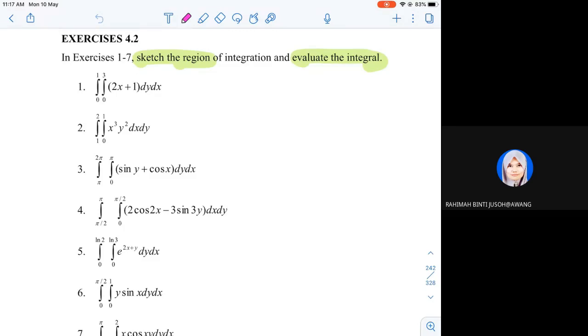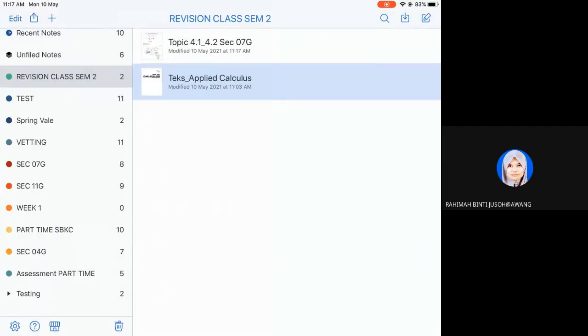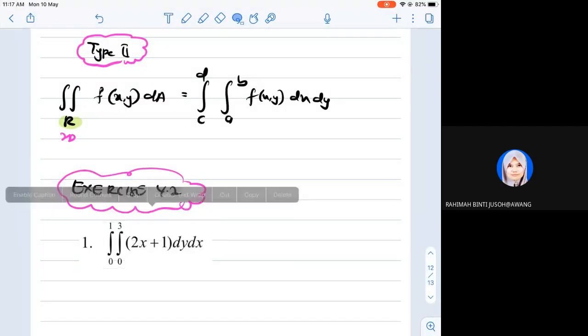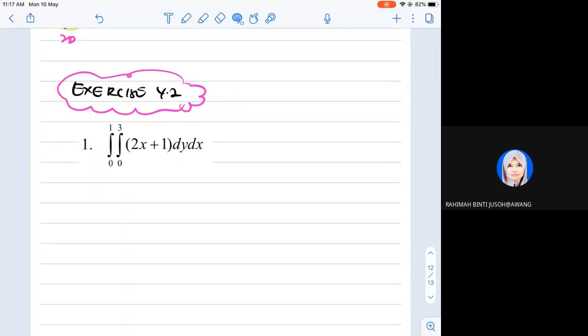Sketch the region and evaluate the integral. Okay, let us do the simplest one. Kita buat yang nombor 1. Copy. Okay, what I mean by all limits are constant.